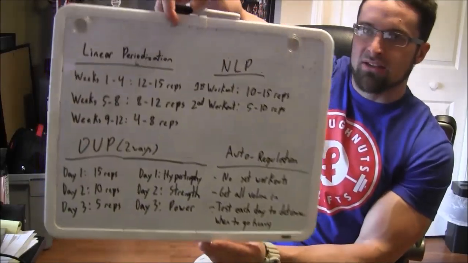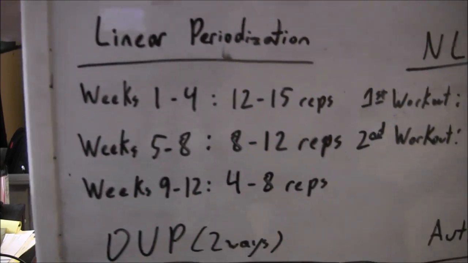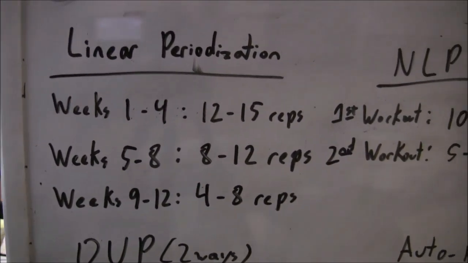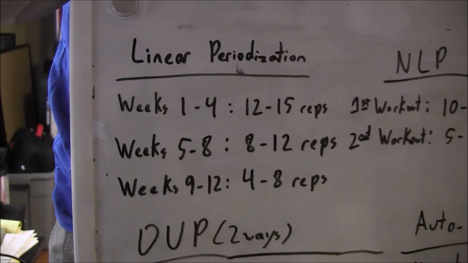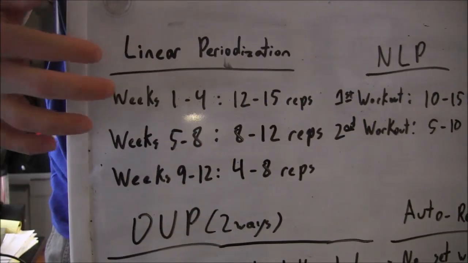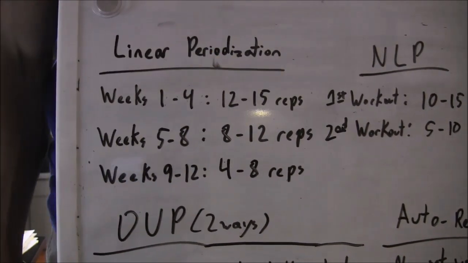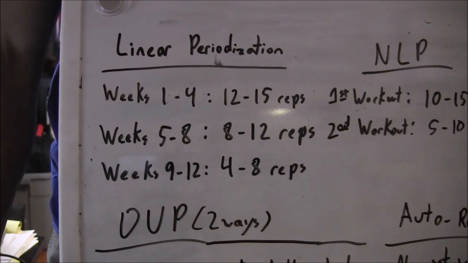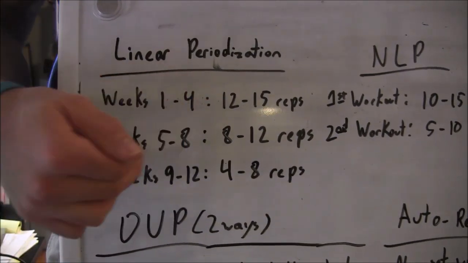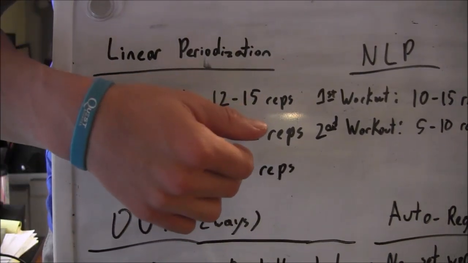So let's talk about the different forms of periodization. First one we're going to talk about, oh yeah baby, the BioLayne wipe-off board. Boom. So the first one is linear periodization, and linear periodization is quite simply just different week blocks of training. So for example, you'd go through your first 4 weeks of training, you might stay within the 12 to 15 rep range, and you're only going to train in that rep range. And then the next 4 weeks, you would go 8 to 12. And then the next 4 weeks, you would go 4 to 8.